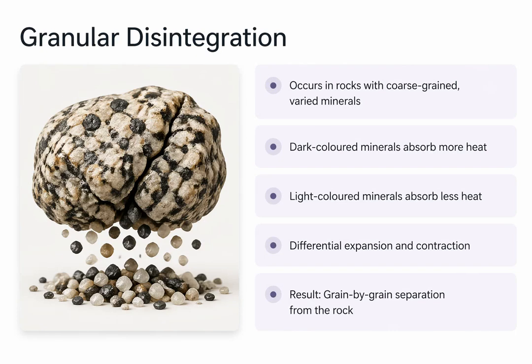What happens when a rock is made of a patchwork of different minerals? We get granular disintegration. Dark-colored minerals absorb heat much faster than light-colored ones, so in a single piece of rock, the dark grains are expanding more than the light grains right next to them. This creates intense microscopic stress, eventually causing the rock to crumble and separate grain by grain.